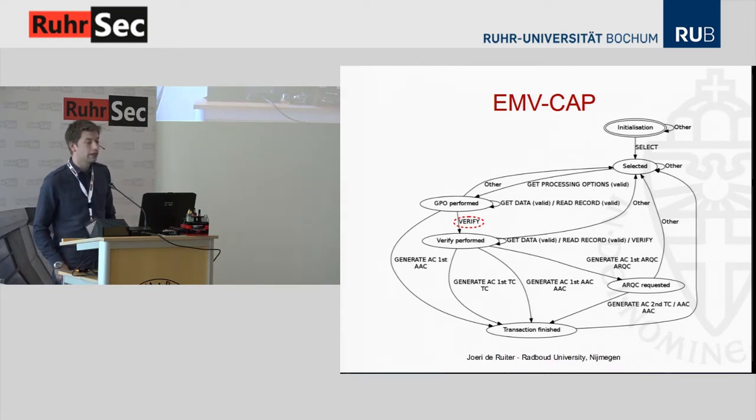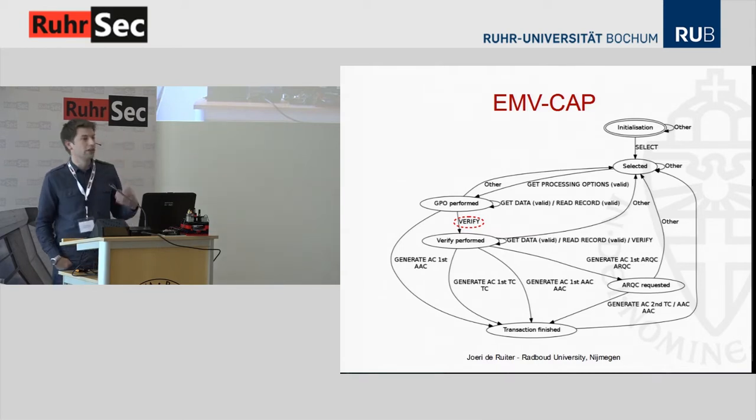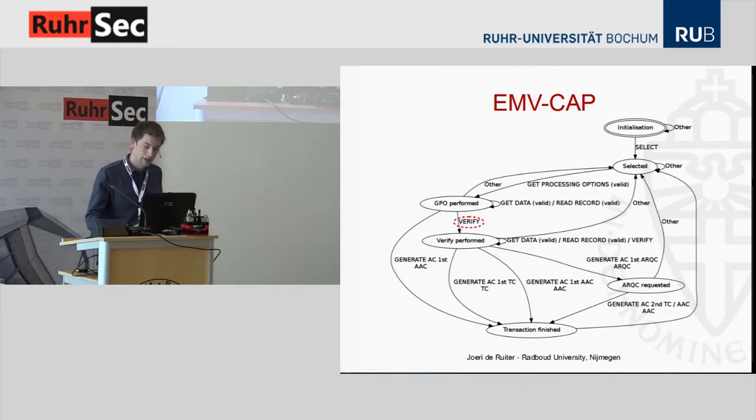And here you can see, somewhere at the bottom, that there is a generate AC for a TC, and you get a TC back. But in order to be able to do this, you will always have to go via this verify step. This is the step where your PIN code is verified. So in this case, it's only possible to get the correct digits to enter on your banking website if you actually entered the PIN code on your card before, and it was correct.